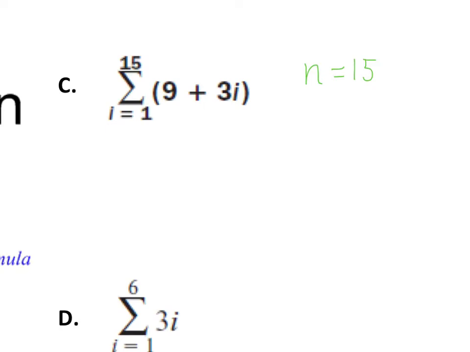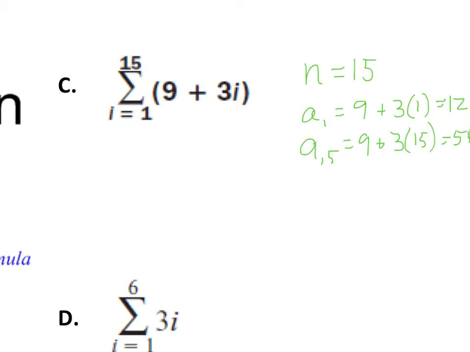Well, how am I going to do that? I'm going to plug in 1 and 15 for i. So a sub 1 is going to equal 9 plus 3 times 1. Now this is something I can do in my head. All right, 9 plus 3 times 1, 3 times 1 is 3, 9 plus 3 is 12. So the first term is 12. The 15th term may be a little bit more difficult to calculate, is what happens when I plug in 15 for i. 9 plus 3 times 15. 3 times 15 is 45, 9 plus 45 is 54.